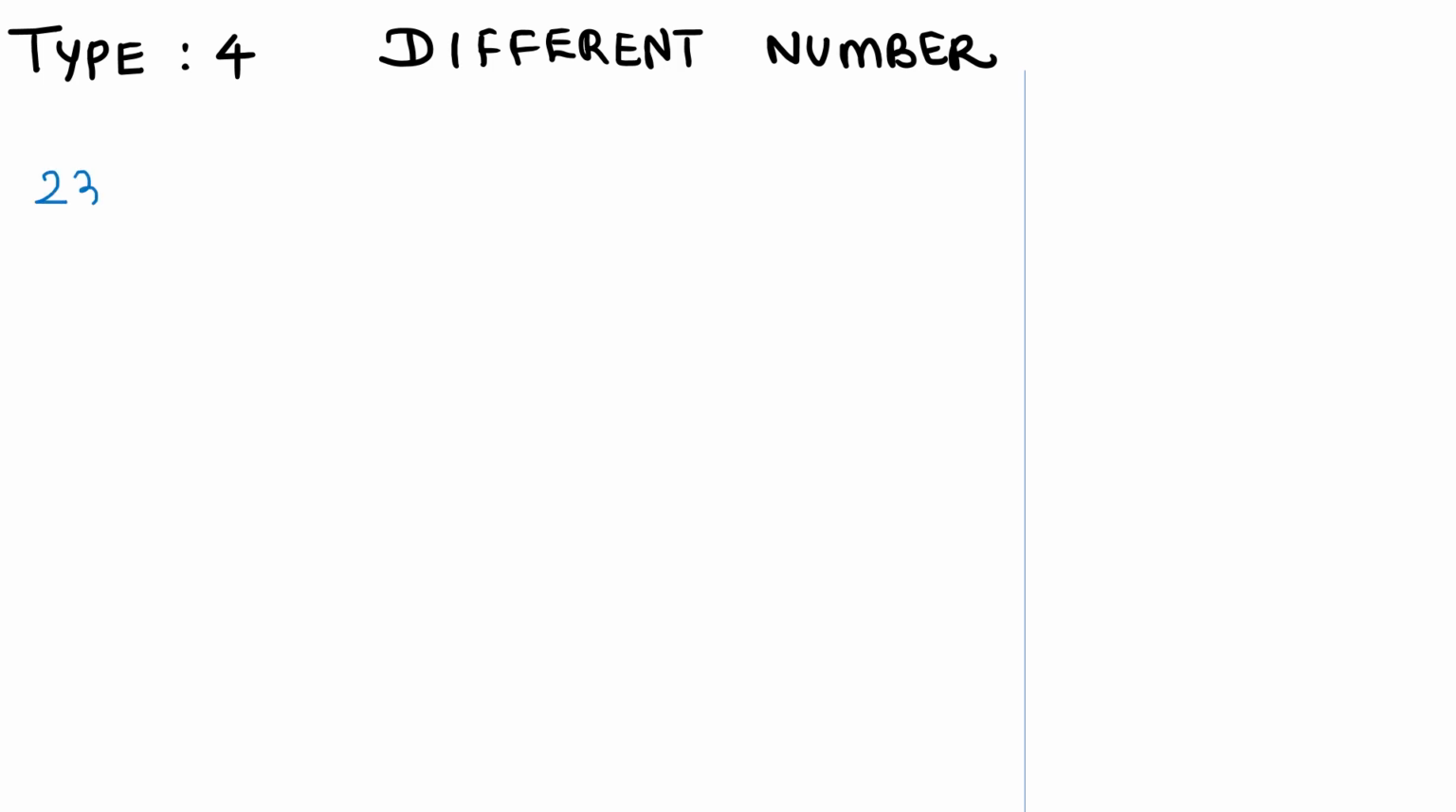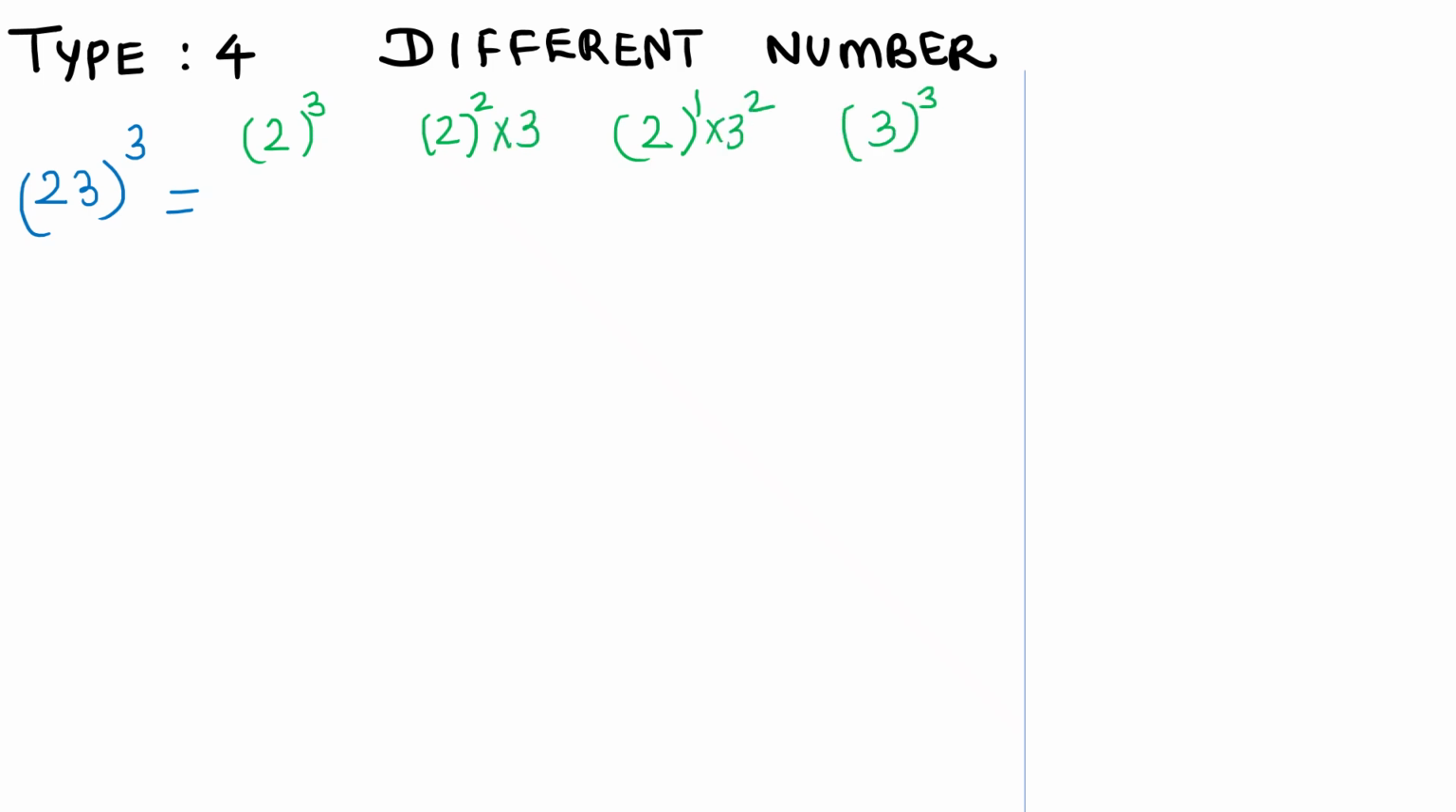So when we have 23 cube, there is a little bit of logic behind it. Let me explain this, then I'll explain the logic also. First I will write 2 cube, then 2 square, then 2 power 1, then 2 power 0, which is nothing, 1. Next I'll start with 3 cube, then into 3 square, then into 3. Those things we will be writing here.